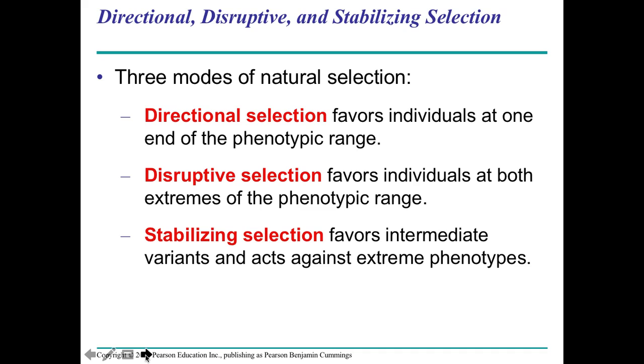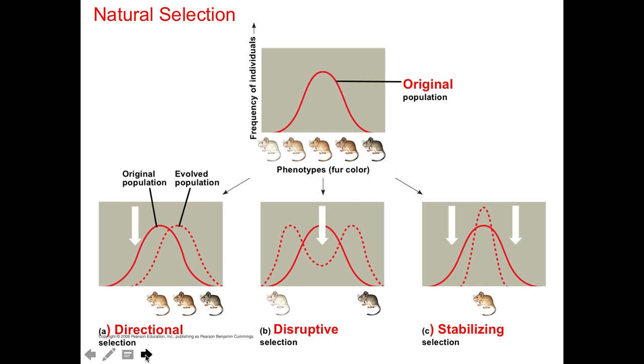So there are 3 different types of natural selection. We have directional selection, disruptive, and stabilizing selection. Directional selection favors individuals that are at one end of the phenotypic range. Disruptive selection favors individuals at both ends of the phenotype. And then stabilizing selection favors phenotypes that are in the middle and acts against extreme phenotypes.